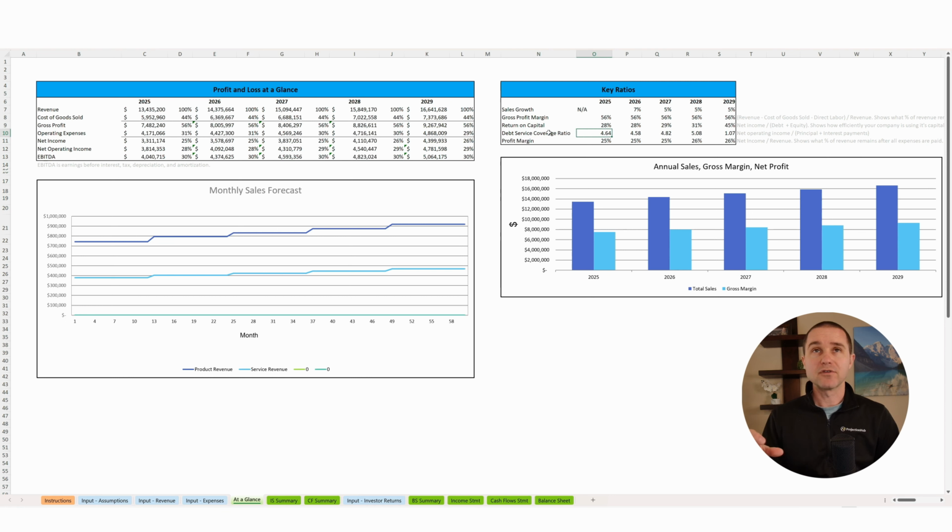That means for every dollar of debt service, you're going to have $1.25 worth of earnings, essentially, or net operating income, to be able to cover that debt. And most lenders like to see at least a 1.25. Now, based on the data that I have input into the model right now, we've got plenty of room for error, plenty of margin here with a 4.64 debt service coverage ratio in the first year.